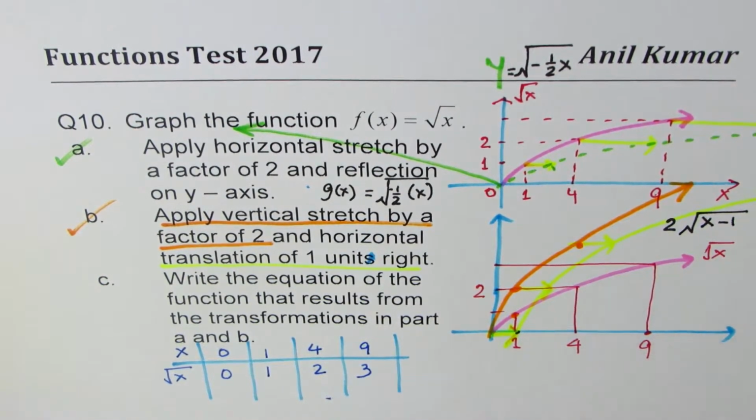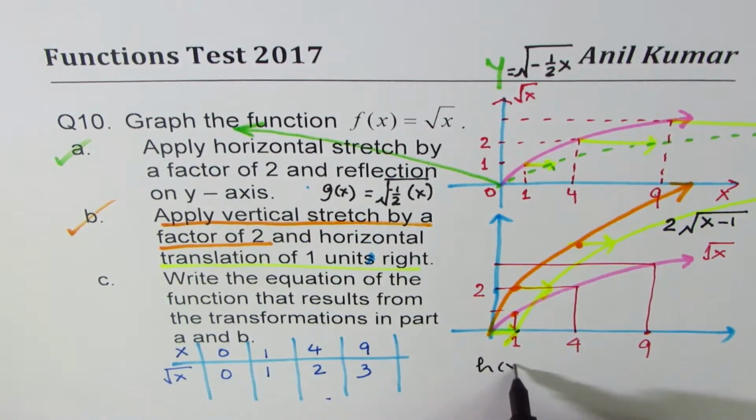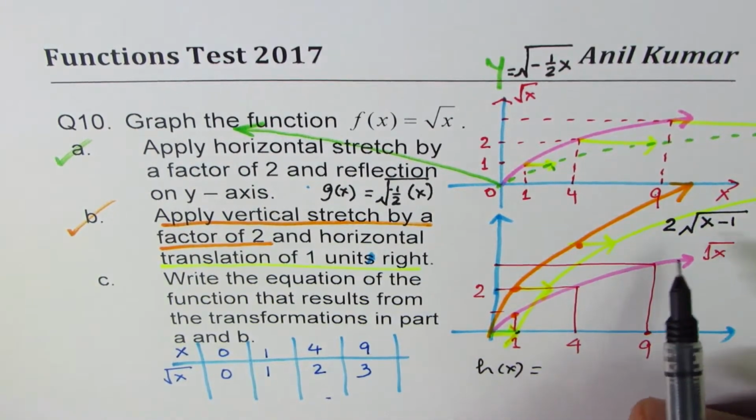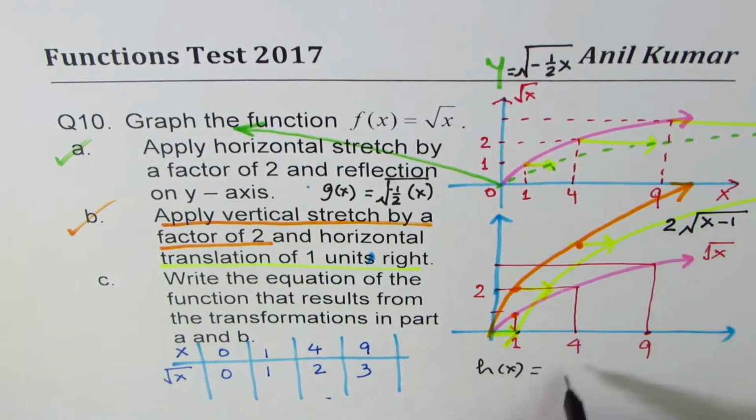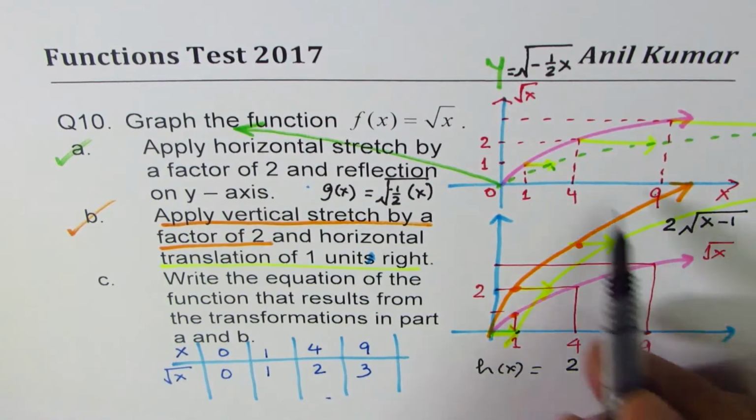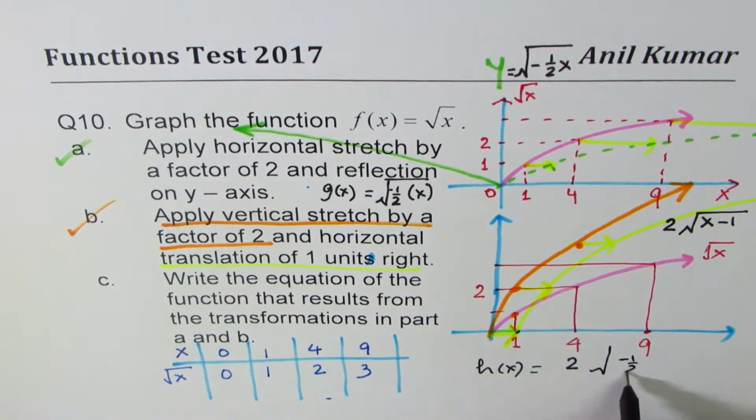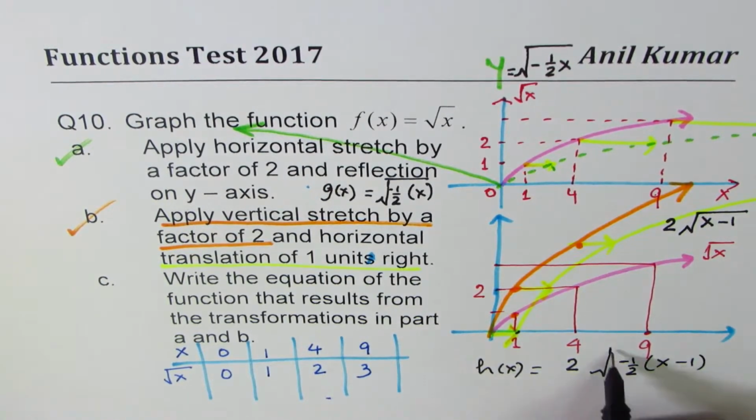Now, if I have to combine both the things, right, then what do I have? Let's say h of x, if the question would have been that, then what we are trying to do is vertical stretch by a factor of 2, right? Horizontally, half, right? X minus 1. Do you see that? That becomes combination of both, right?